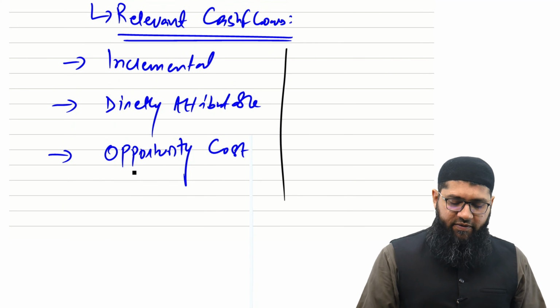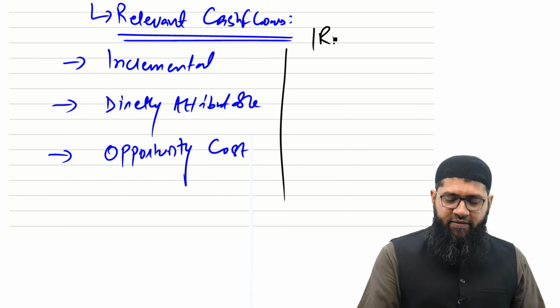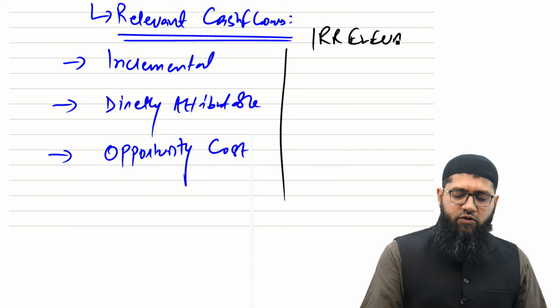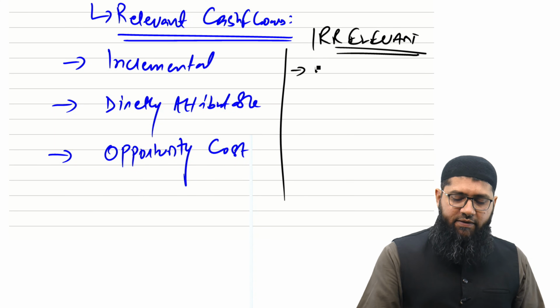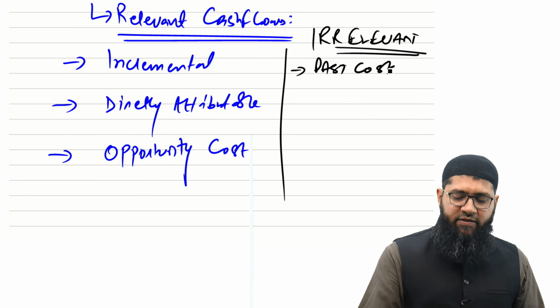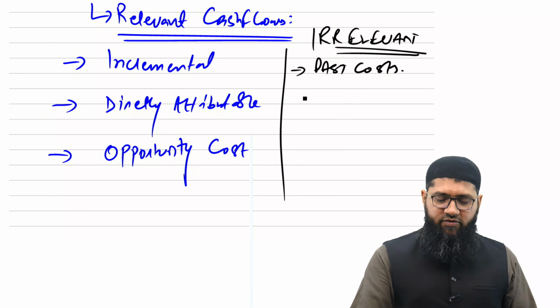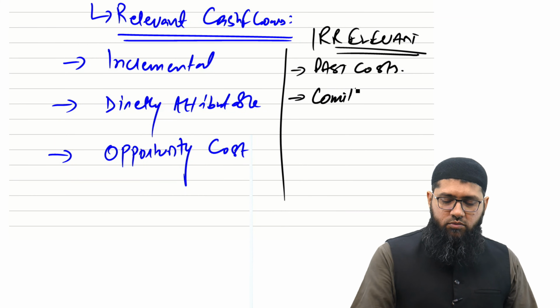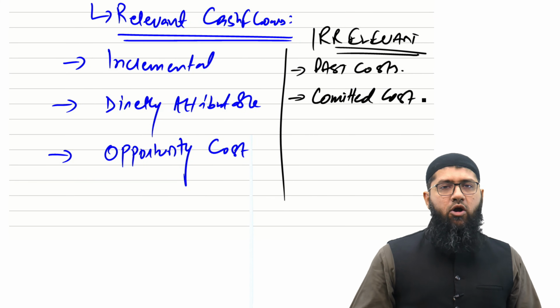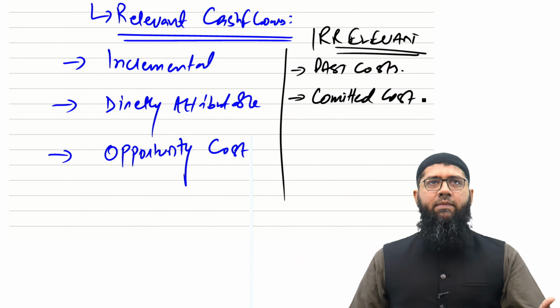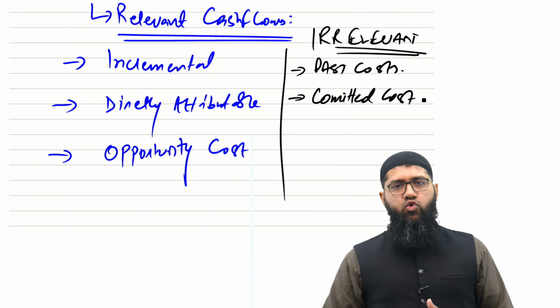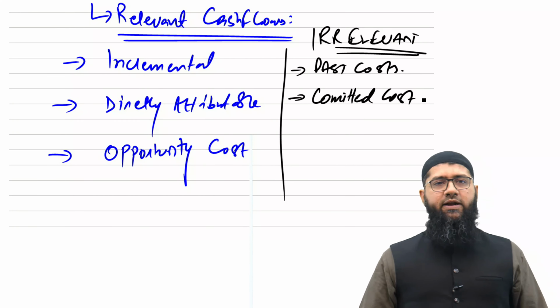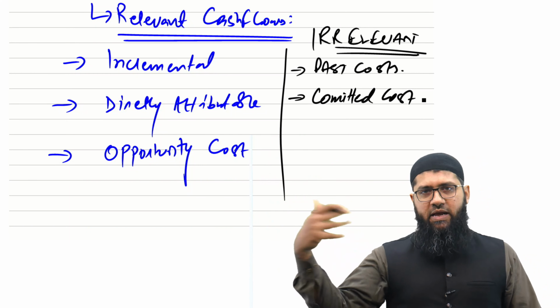Now similarly, what are going to be considered as irrelevant cash flows? We also need to know that. Irrelevant cash flows are the past costs, that is, the costs that have been incurred in the past. They are also termed as sunk costs. They are also called committed costs, the costs which have already been committed, which are not arising because of this specific decision. I repeat, the committed cost is the cost that has been committed in the past.